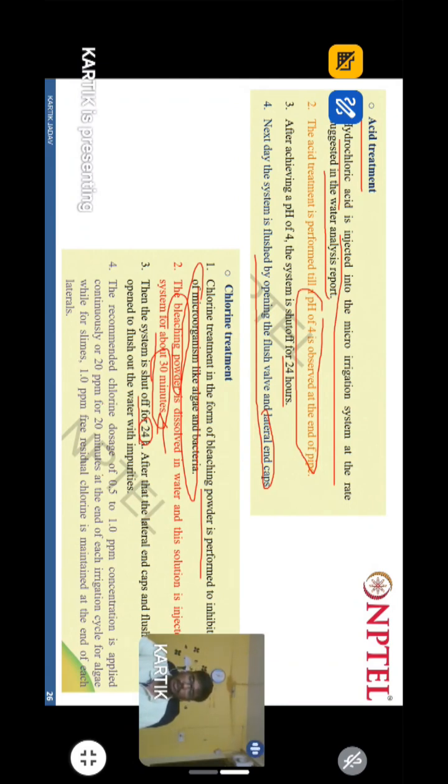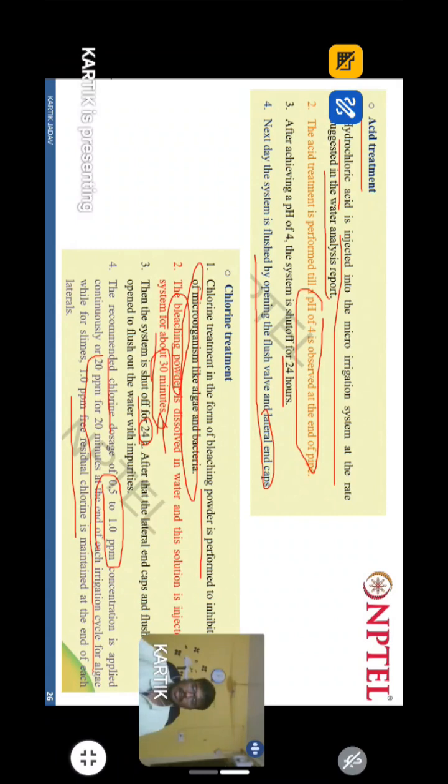The recommended chlorine dosage is generally 0.5 to 1 ppm concentration applied continuously, or 20 ppm for 20 minutes at the end of each irrigation cycle. For algae and for slime, 1 ppm free residual chlorine is maintained at the end of each lateral.